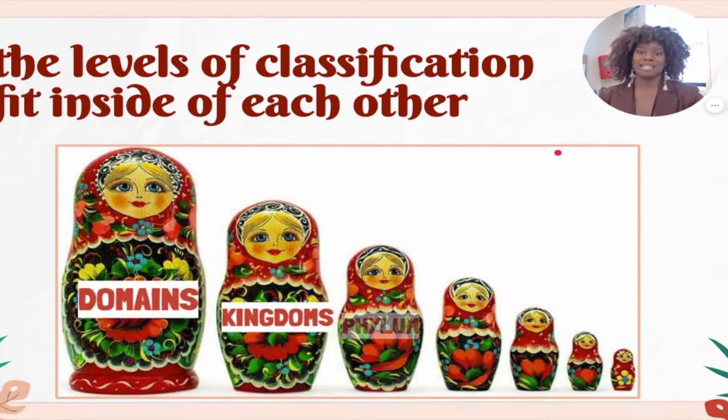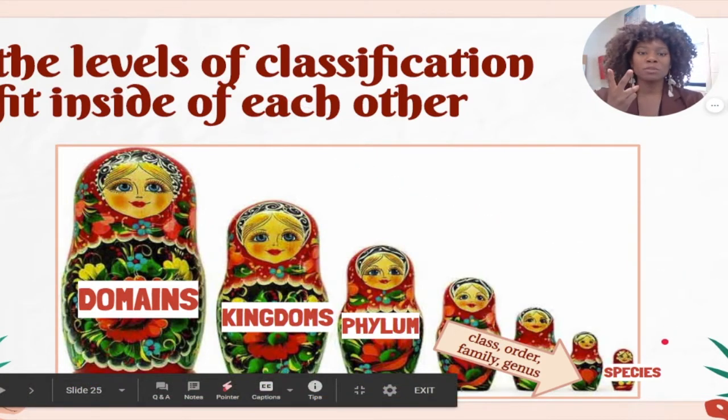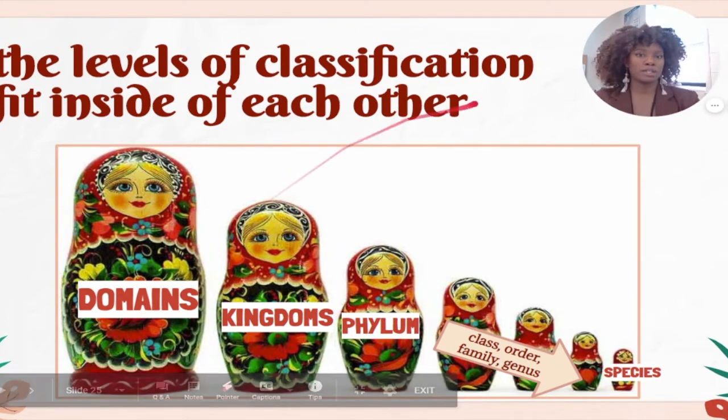So we have domains, and then kingdoms, and then phyla, and then class, order, family, genus, and then species. Species is the very smallest. So if two organisms belong to the same phylum, they must belong to the same kingdom. If two organisms belong to the same kingdom, they must belong to the same domain because, again, they fit inside of each other. Okay?